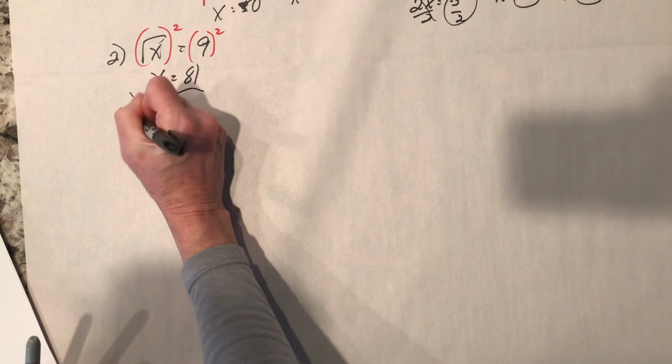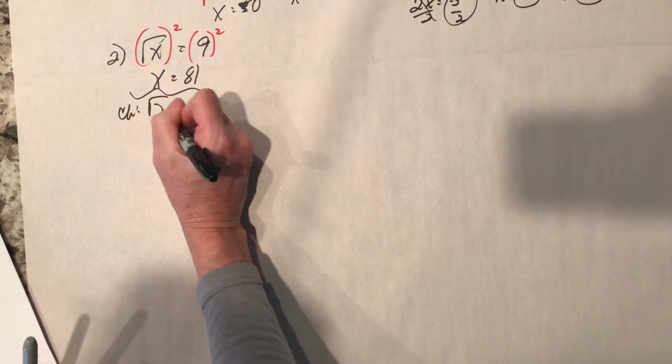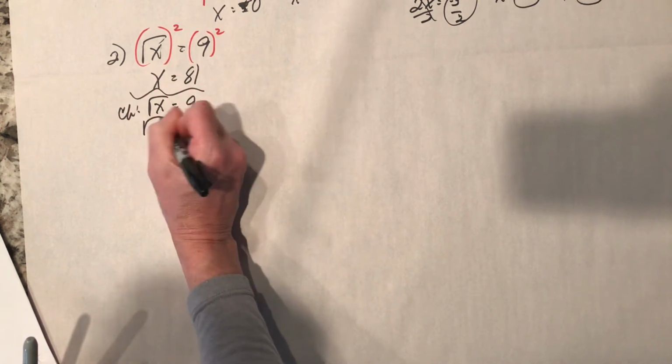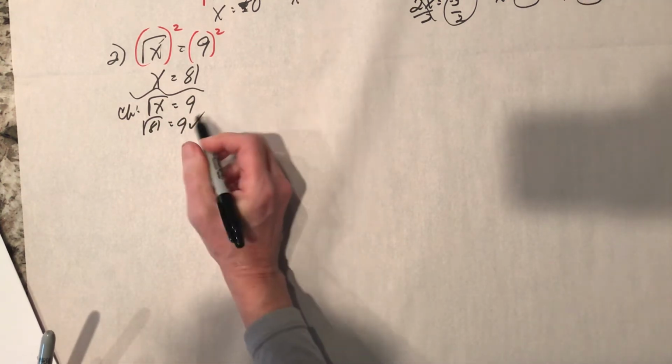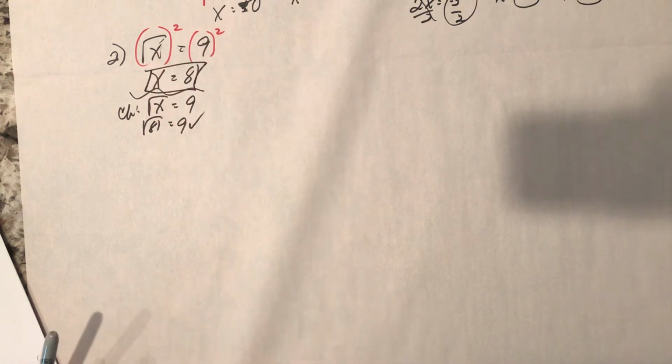The check, plug it back in there. Here's the original problem. Let's put our answer in there. And sure enough, the square root of 81 equals 9. That works. So 81 is a good answer.